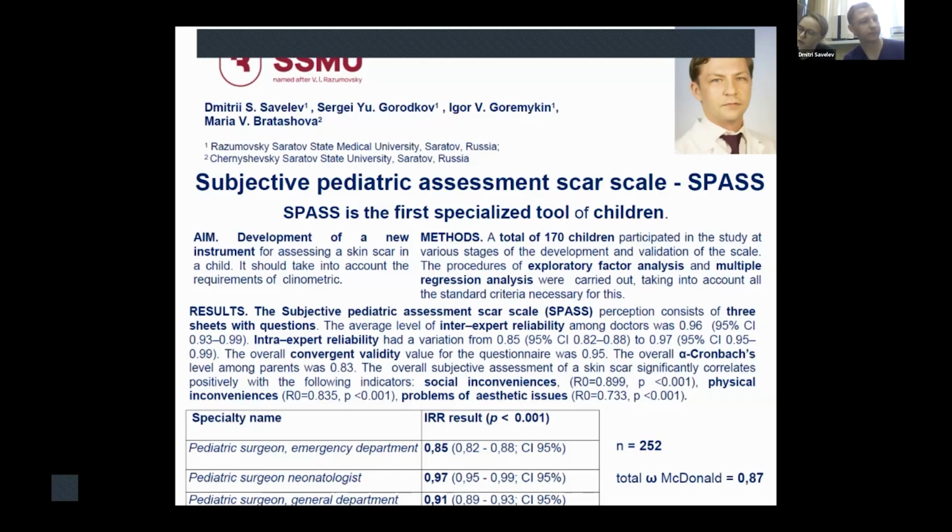A total of 117 children participated in different stages of the development and validation of the questionnaire scale in the study. The inclusion criteria were the presence of a skin scar acquired as a result of the surgery, the period from the moment of surgery is more than a year, age between 7 and 17 years, consent to participate in the study. The study period is from 2021 to 2024.